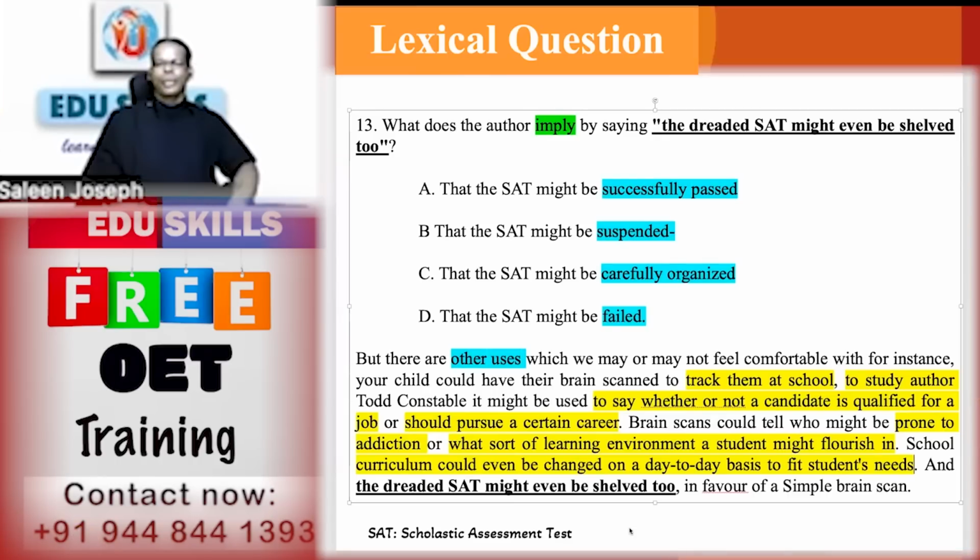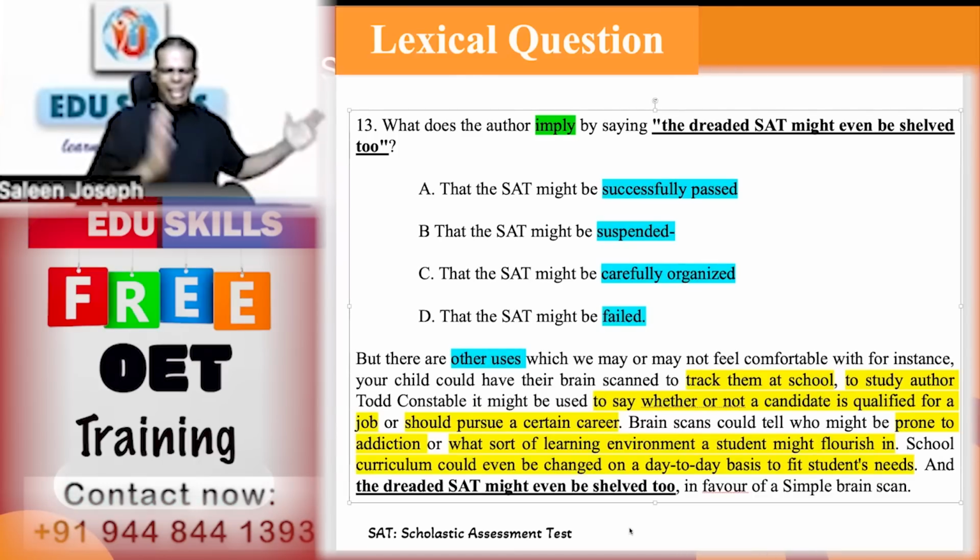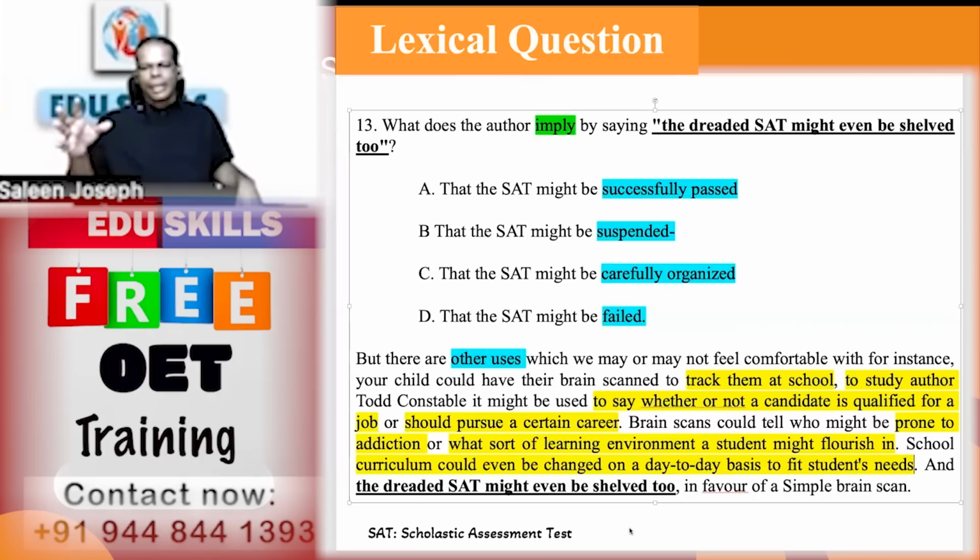Successfully passed means SAT will be used, not brain scan. B? Successfully organized? B. Come on. The answer is C. C. Imply, last sentence, read the last sentence. And the dreaded SAT, dreaded means negative. Dreaded SAT, hopeful OET. Now there is an option they are saying, we need not study for OET, you will have a brain scan instead of the OET exam and they will assess competency. Do you prefer brain scan or OET? Brain scan, yeah, definitely. So the paragraph says the same.